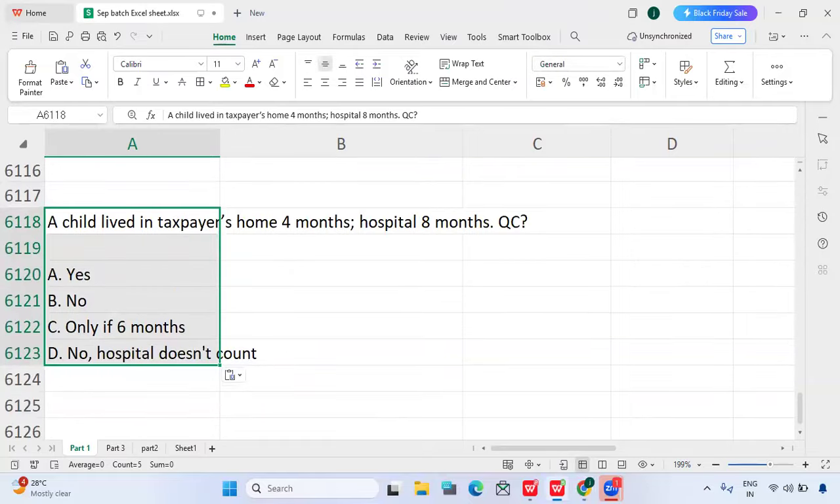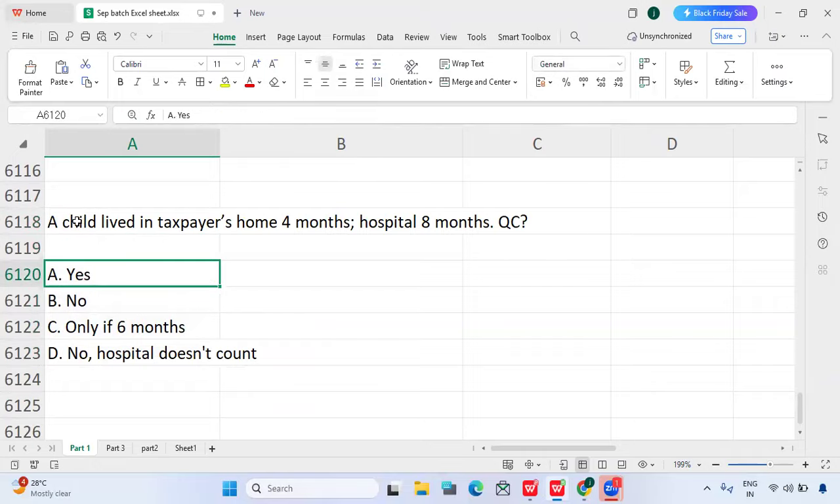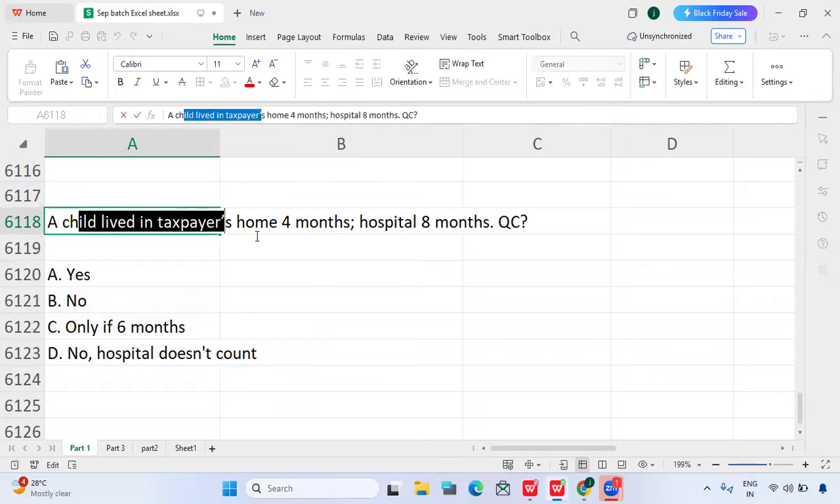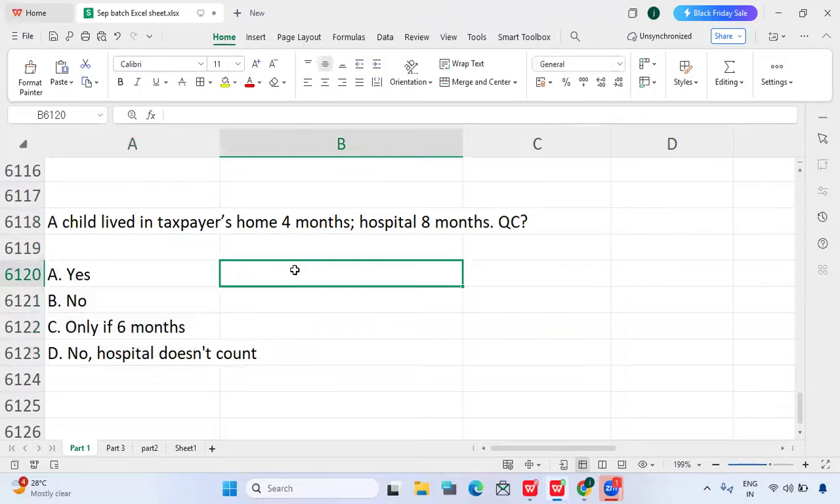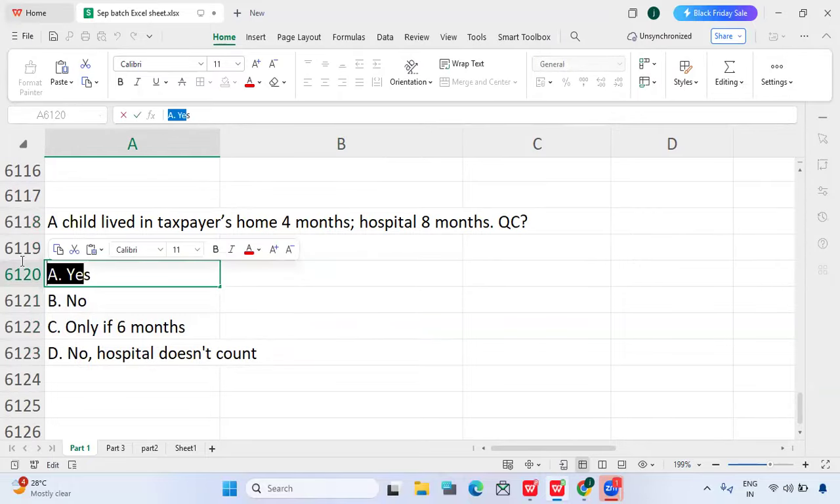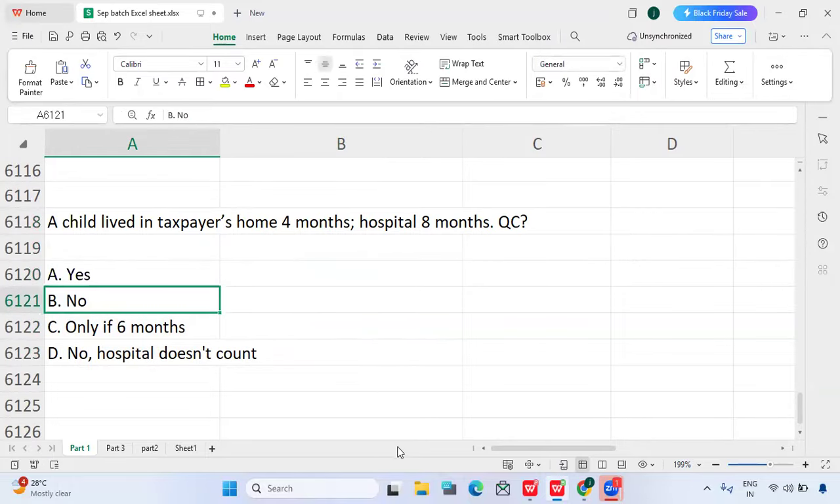Final question for today. Option A. Children lived in a foster home 4 months, hospital 8 months, QC. Yeah, option A, because temporary absences are also allowed. So yes, we can claim. So option A. With this, we have completed the majority of the topics, what type of questions we can expect in the exam.